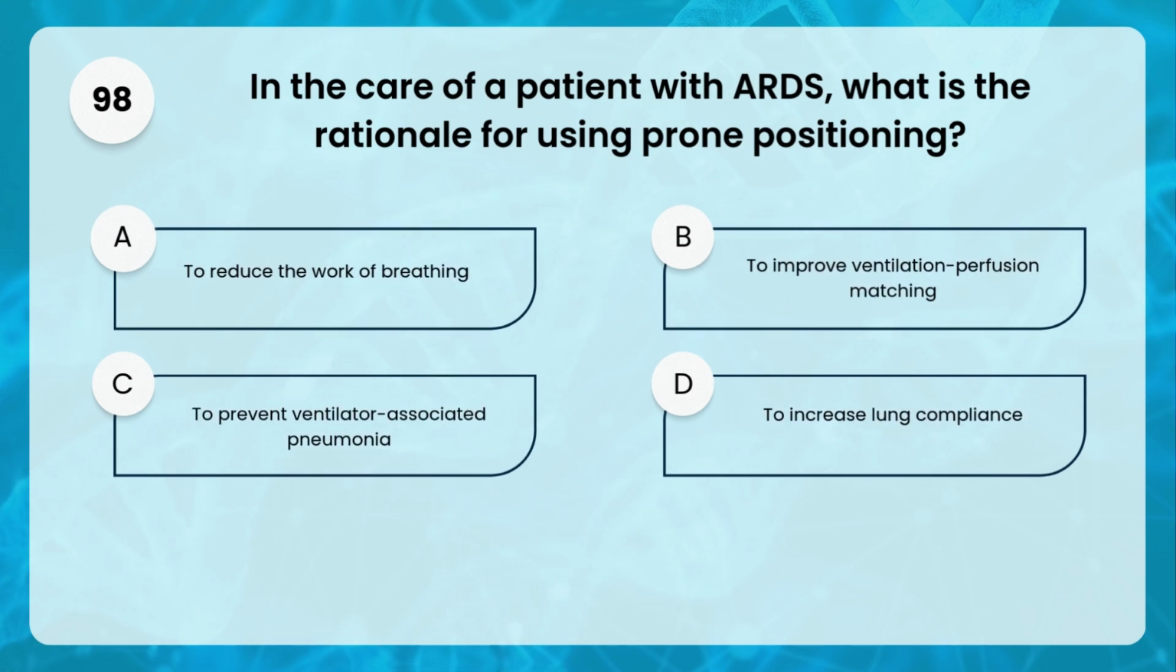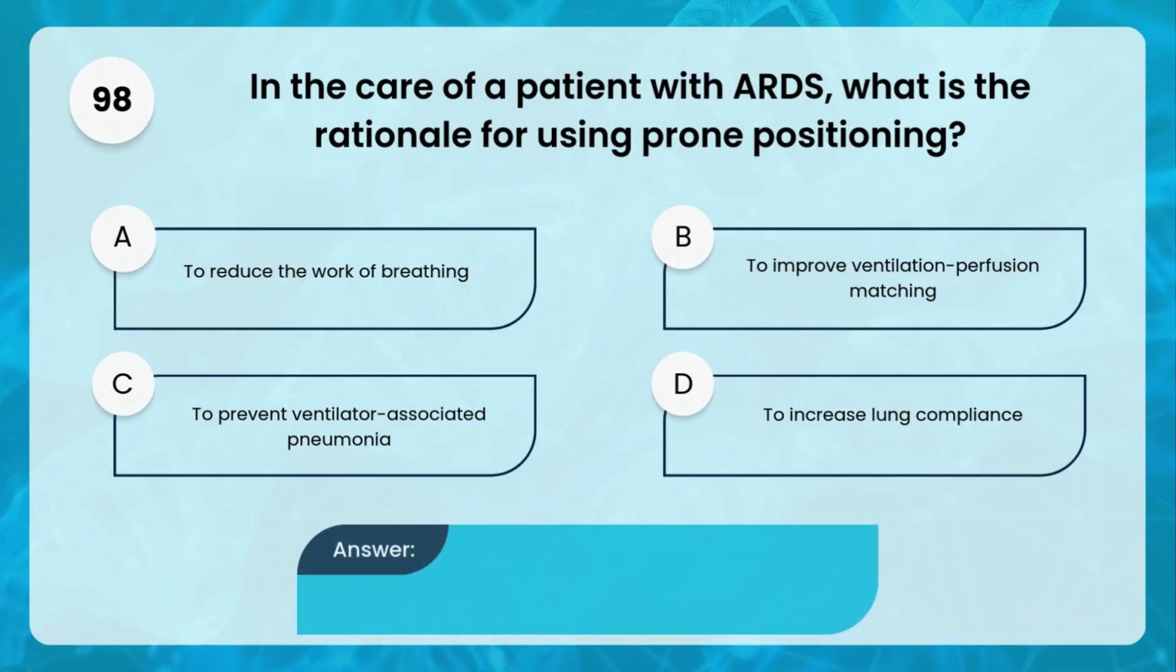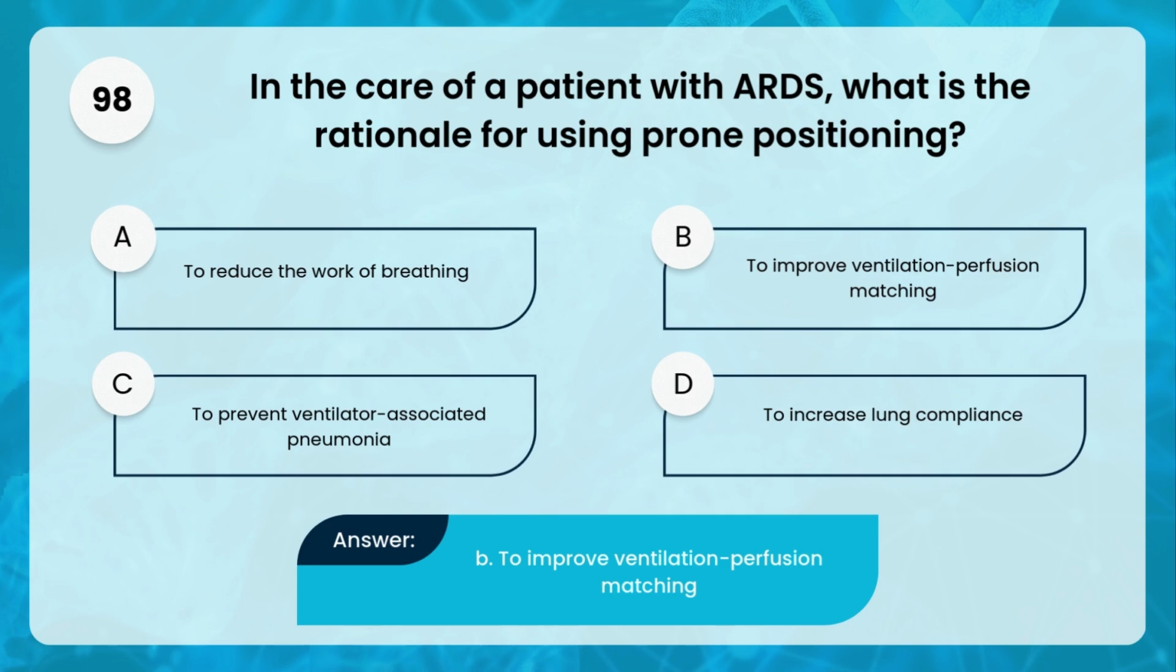A, to reduce the work of breathing. B, to improve ventilation perfusion matching. C, to prevent ventilator-associated pneumonia. D, to increase lung compliance. The answer is B, to improve ventilation perfusion matching.